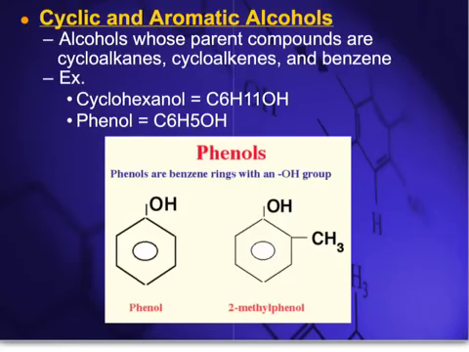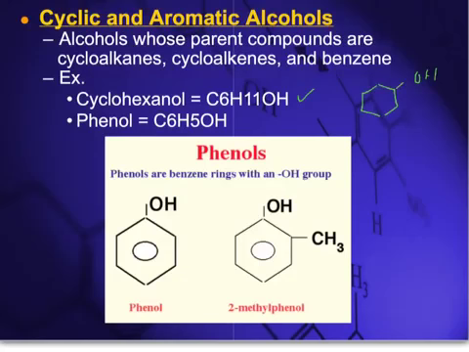It is also possible for the hydroxyl groups to be attached to cyclic and aromatic compounds. Here we have an example of cyclohexanol, which is a cyclohexane compound with 1 OH attached to it. Notice that we do not need to indicate the position of the OH hydroxyl group because it is always at position 1.